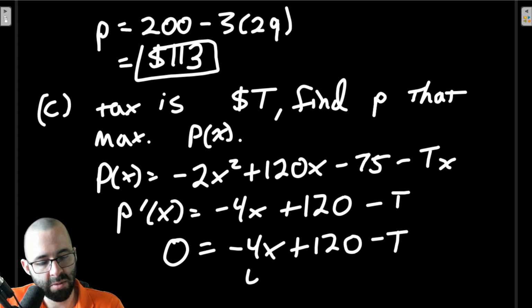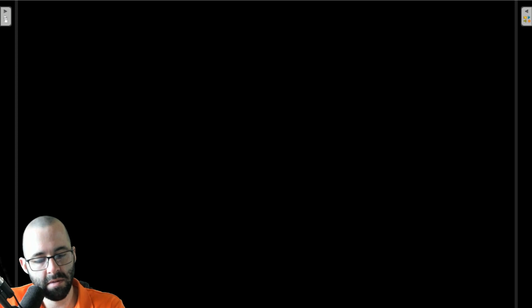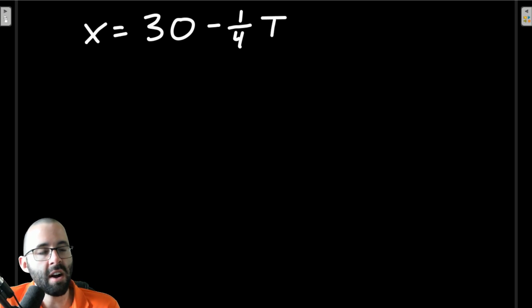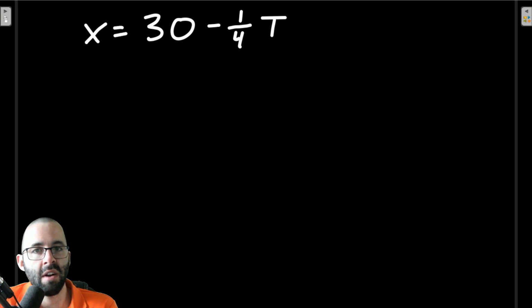So we'll add 4x to both sides. 4x is equal to 120 minus t. Divide both sides by 4, and we're going to get 30 minus t over 4, or 30 minus 1/4 the tax. When the tax was $4, production fell to 29. If the tax were $8, production would fall by another unit, and the price would keep on going up accordingly.